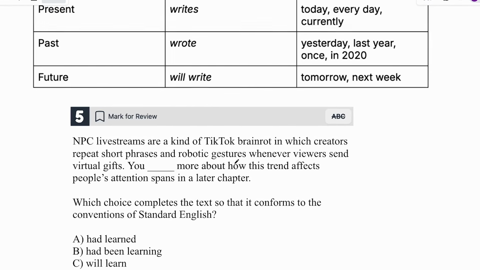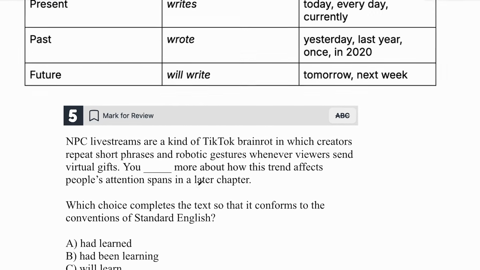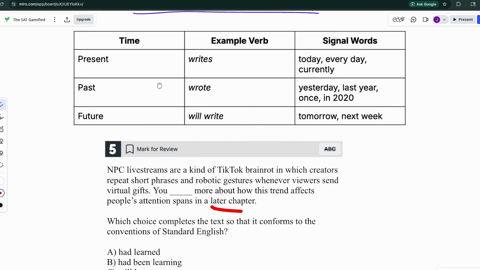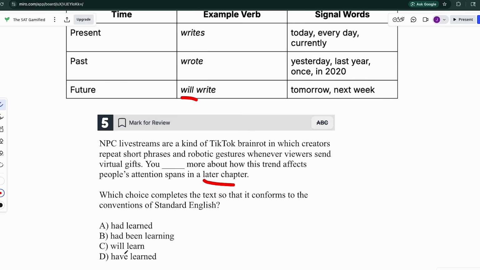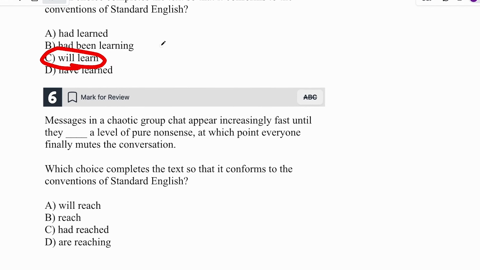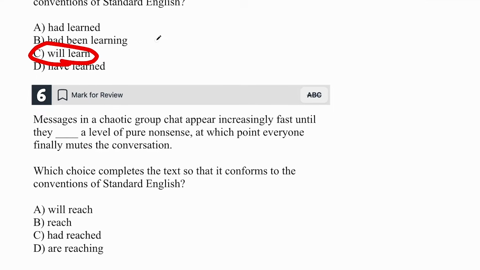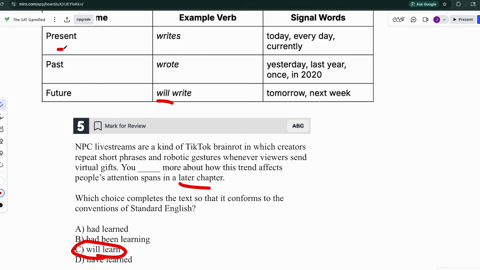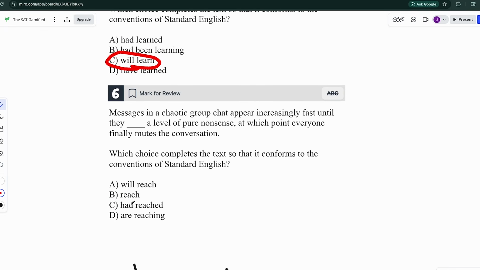You blank more about how this trend affects people's attention spans in a later chapter. So it says in a later chapter, so it's going to be in the future. Future has to have will, so we can use will learn. Messages in a chaotic group chat appear increasingly fast until they blank a level of pure nonsense. So it's not saying that this happens in the past or the future, it just says that this can happen. So we should use a present tense verb, such as in this one, reach.